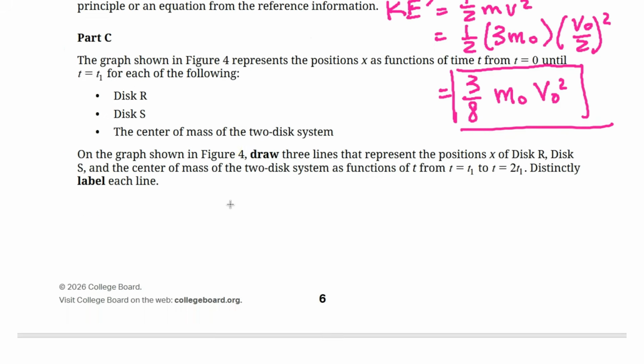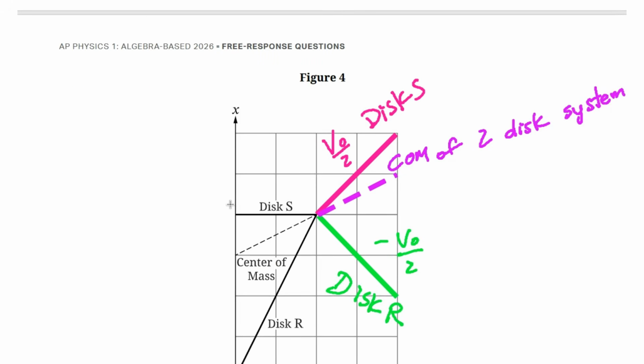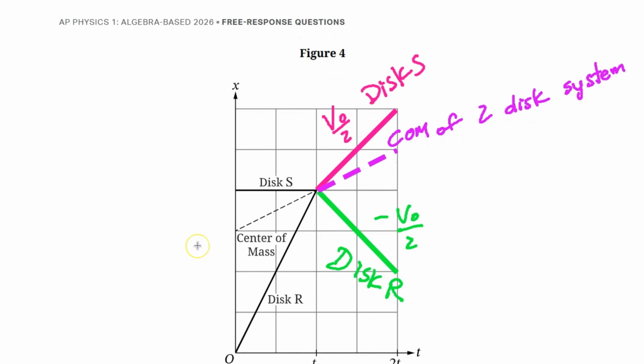We're going to start with the center of mass of the two-disk system line. I think that's the easiest because there is no external net force. That line will continue to be a straight line because that line is representing the velocity of the center of mass. And if there's no external net force, then the velocity of the center of mass will stay constant. So we should have a straight line.